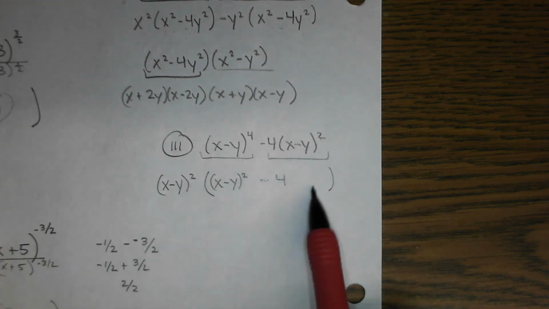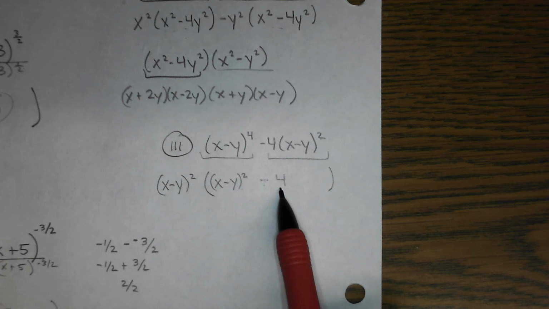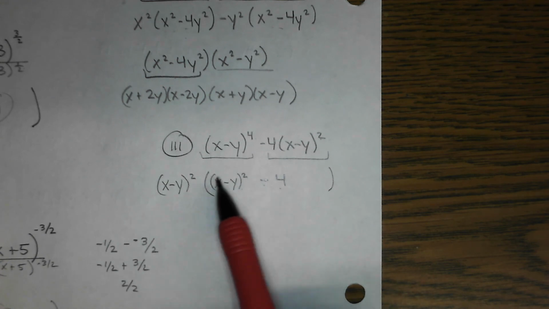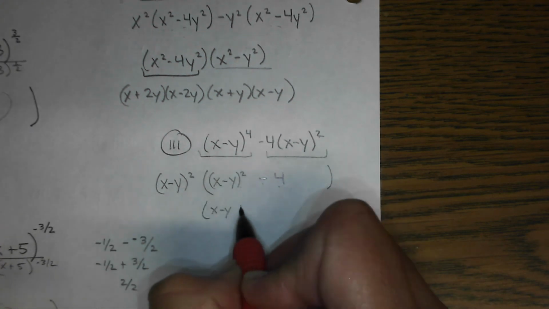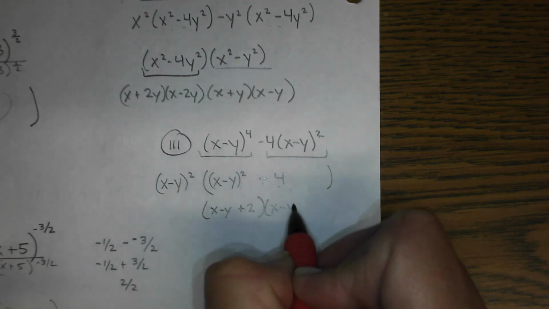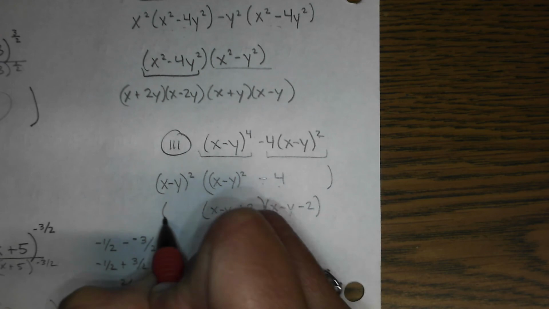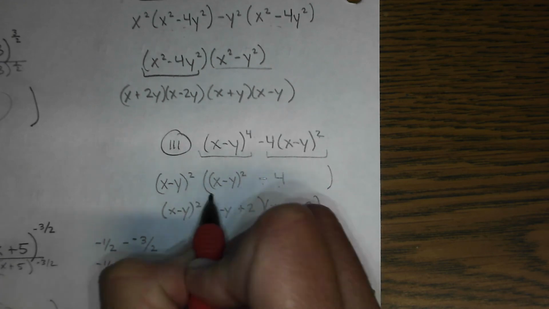This second piece, though, is the difference of a perfect square and a perfect square. So this part is going to factor into conjugates. X minus y plus 2 and x minus y minus 2, and then of course your GCF out in front.